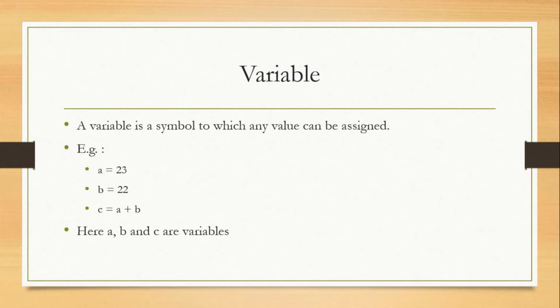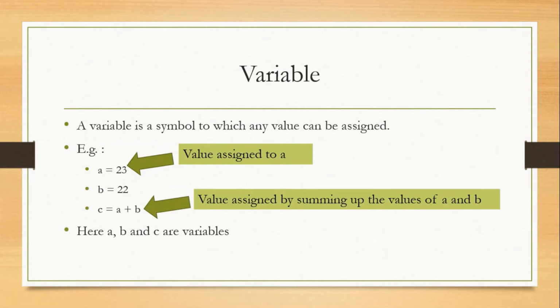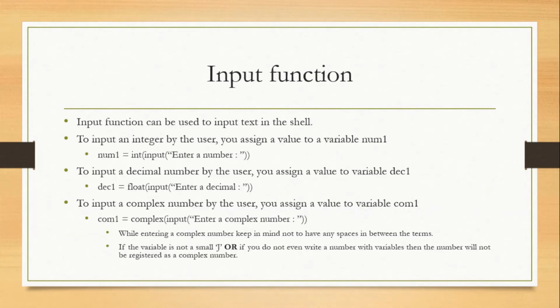A variable. A variable is a symbol to which any value can be assigned. Here, A is a variable while 23 is the value assigned to A, and B is a variable and 22 is the value assigned to B. And C is a variable and has a value assigned by summing up the values of A and B. So here A, B and C are variables.